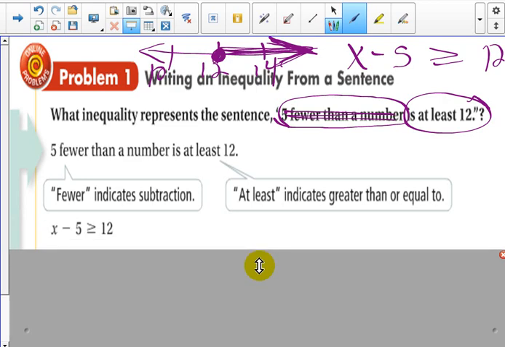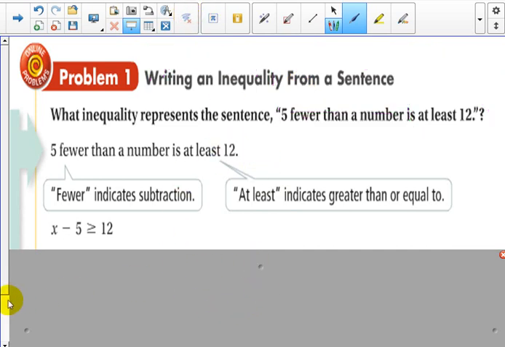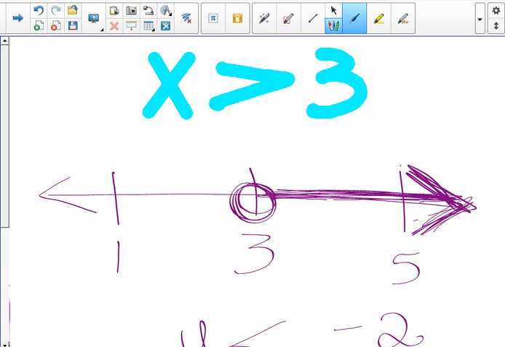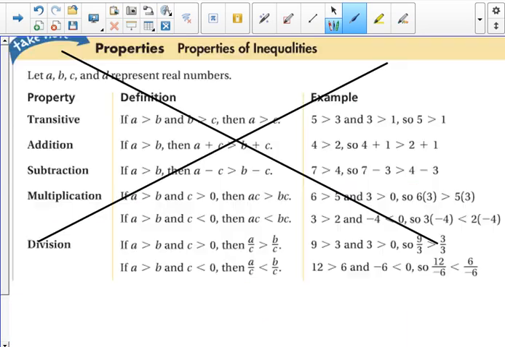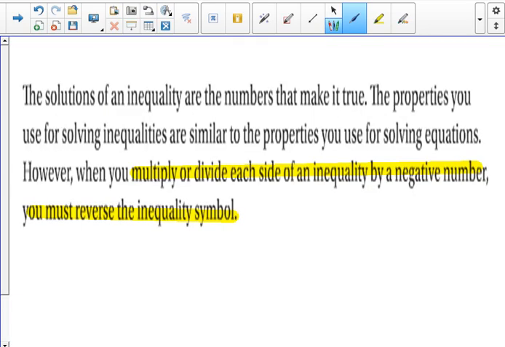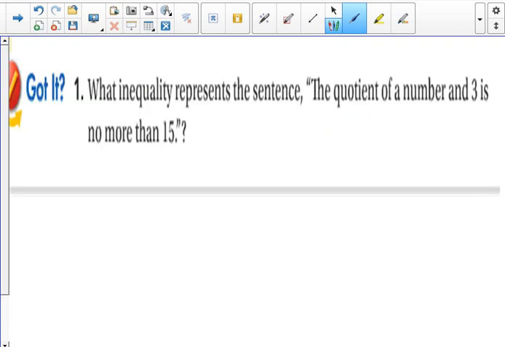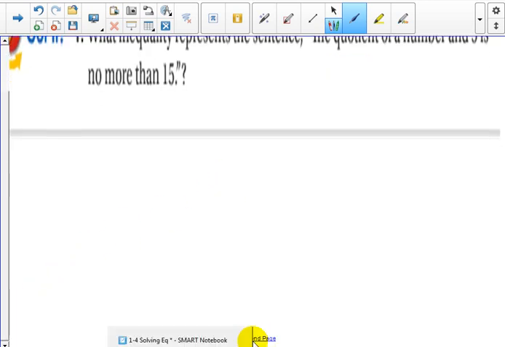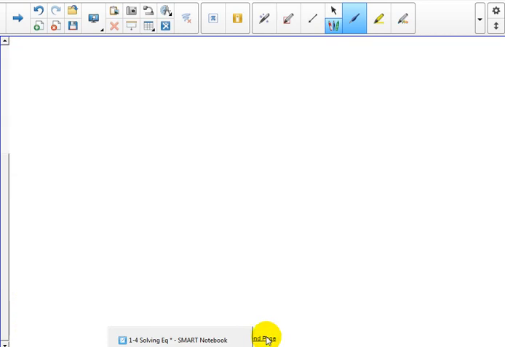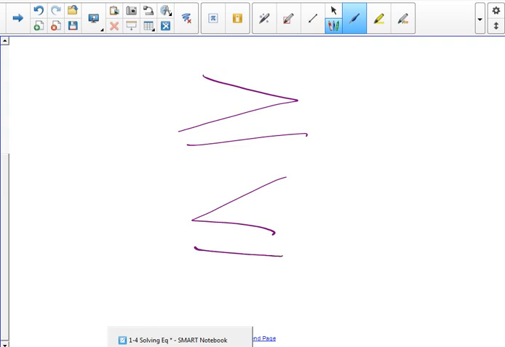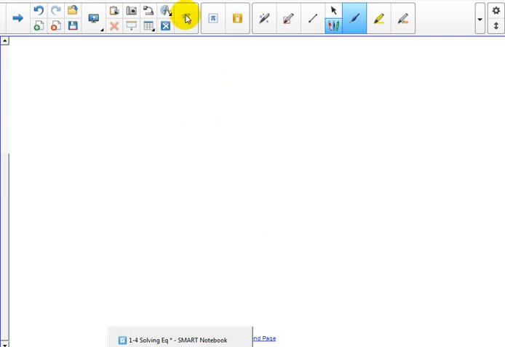Any questions on that? Right? So you'll have some problems like that. One thing about inequalities, we can solve those just like we solved equations, except you've got these symbols that are involved. Now, one thing about these inequality symbols, if you're solving this and you multiply or divide each side by a negative number, you have to flip the sign.